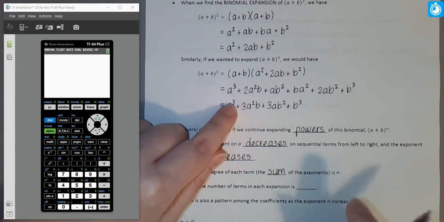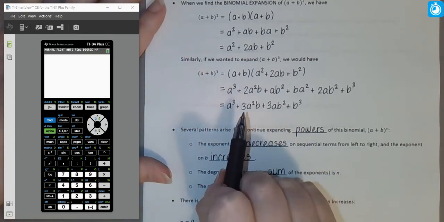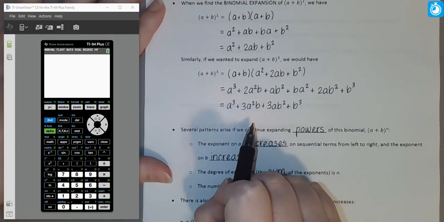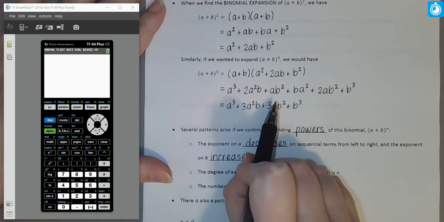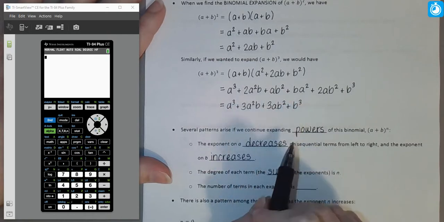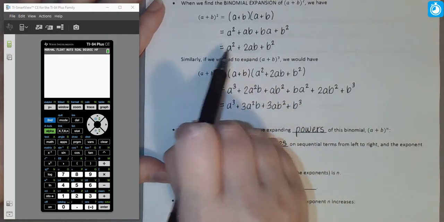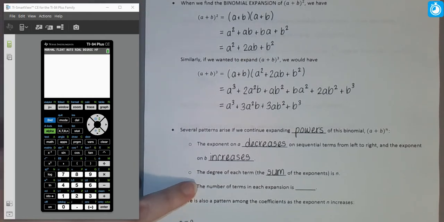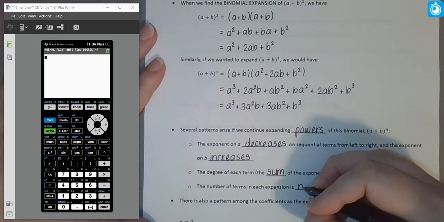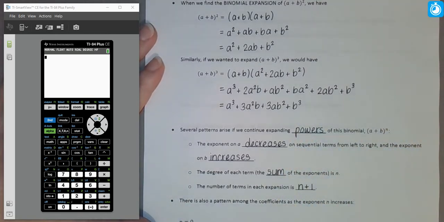So a cubed, we have a degree of 3, a squared and b to the first power, 2 plus 1 is 3, a to the first power b squared, 1 plus 2 is 3, and then b cubed, again a degree of 3, same thing for a plus b squared. And then also the number of terms, there's a pattern there, so the number of terms in each expansion is going to be n plus 1 once we combine together all of our like terms.